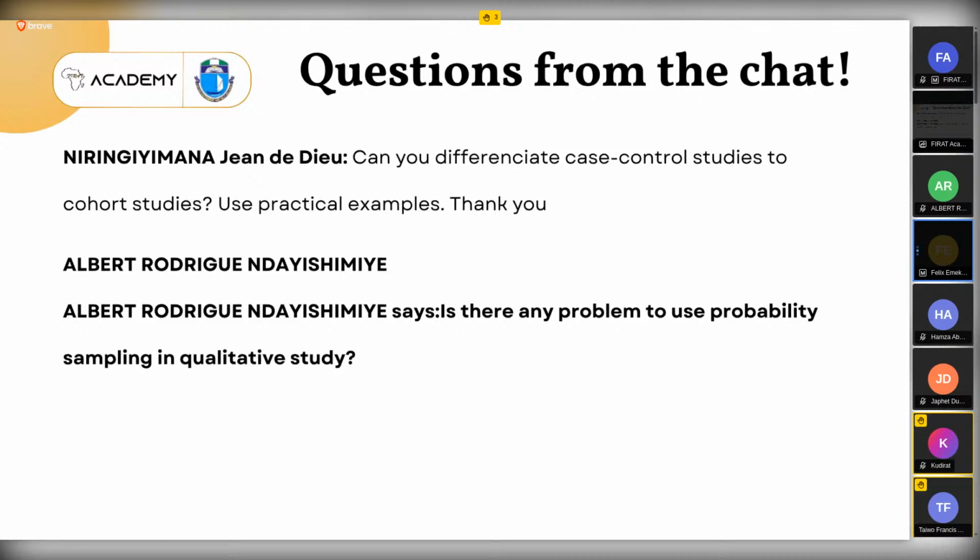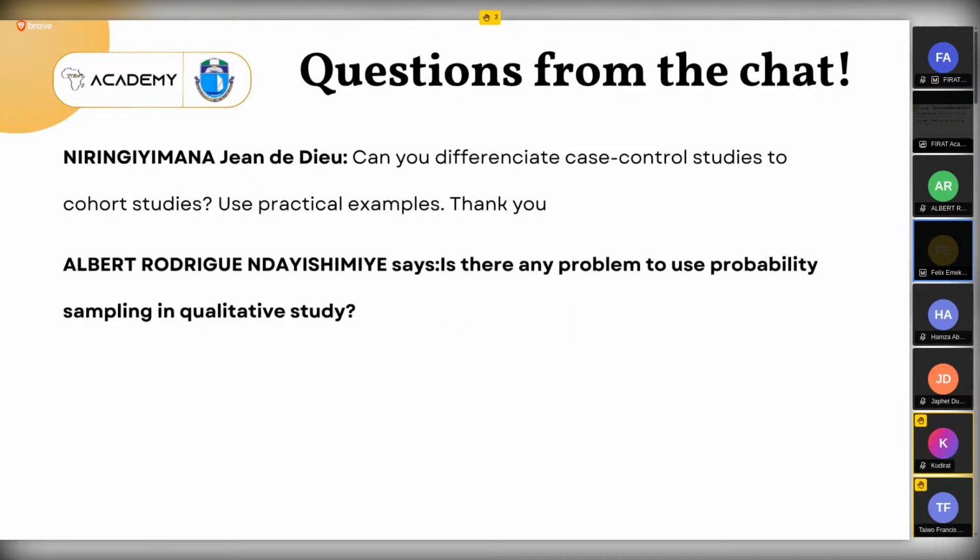Can you differentiate case control study to cohort study? Use practical example. Of course, I gave a practical example when I was teaching. Let's say now you want to do a case control study for lung cancer. For a case control study for lung cancer, you will go to a teaching hospital. You will get all the folders of those that already have lung cancer, that are your cases. Then you will now begin to call them on the phone and ask them questions that would have made them susceptible to lung cancer. Probably asking them, do you smoke before?